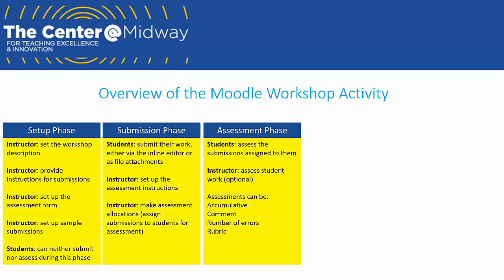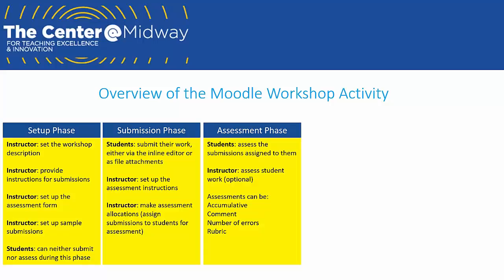So the instructor would ask a question like, what's the most interesting point in this submission? And the assessor, the student assessor, would have to answer that question with a comment. For a number of errors assessment, the instructor would ask questions like, does this submission contain numerous grammatical errors, or excessive grammatical errors maybe? And the student assessor would answer yes or no, that type of thing.